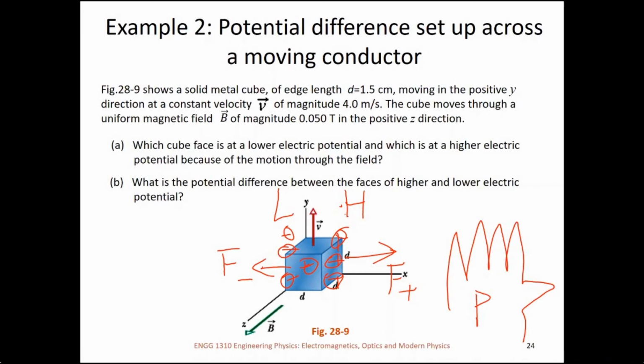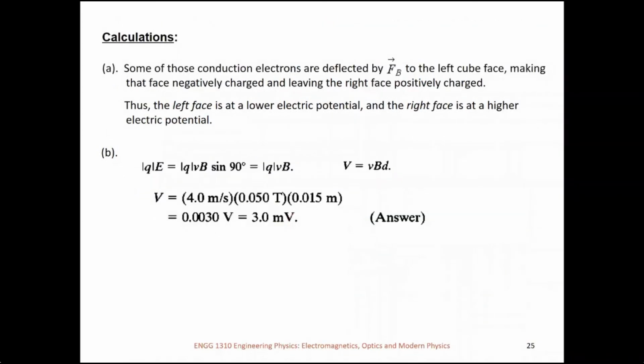And B, what is the potential difference between the faces of the higher and lower electric potential? In that case, we need to derive and make a calculation. We have the velocity directly perpendicular to the B field, so that would be sine 90 degrees. So we can list the equation for the magnetic force, which is QVB sine theta, sine 90 degrees.